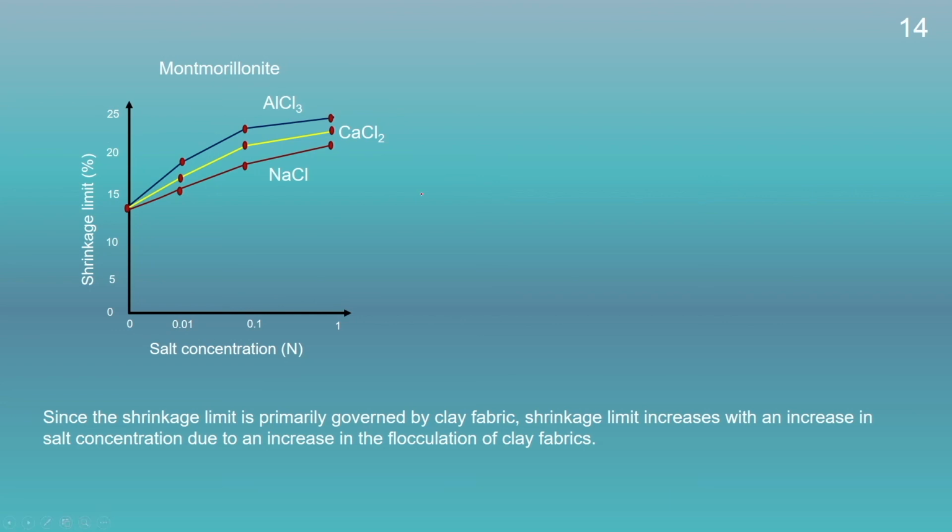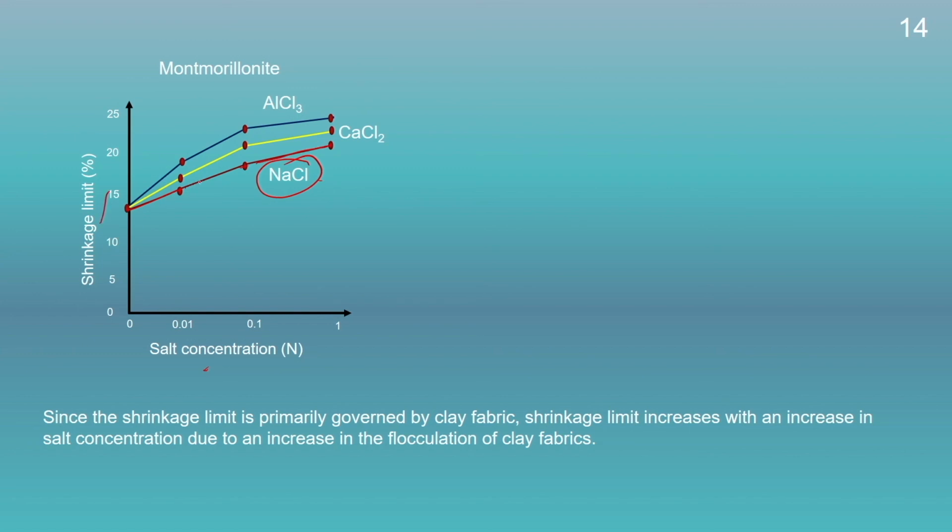As we know, with increase in the concentration, the diffuse double layer thickness will decrease, the repulsion between the particles will decrease, and the tendency towards flocculation will increase. And as the tendency towards flocculation increases, the shrinkage limit will also increase. So, for example, for sodium chloride, if we plot the graph between the shrinkage limit and the salt concentration, with increase in the salt concentration, the shrinkage limit keeps on increasing.